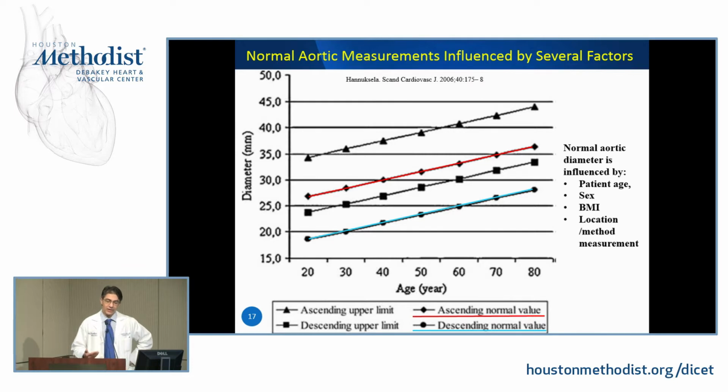It's been shown that aortic diameters are also influenced by sex, BMI, BSA, and then of course the location and the methodology of how you're measuring. So those are important things to take into account when we're trying to decide what's normal and abnormal.